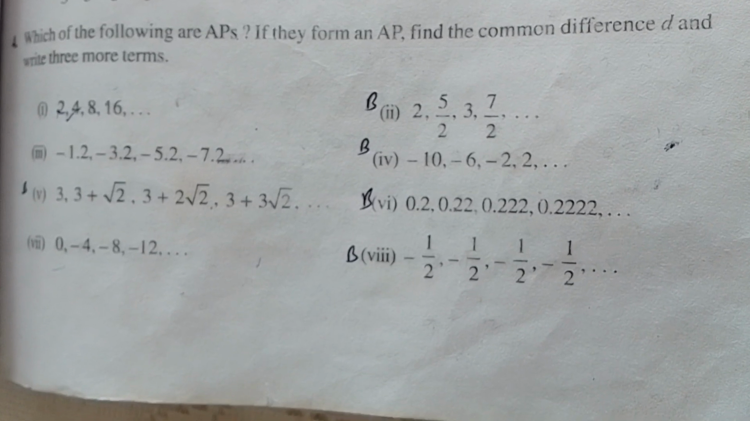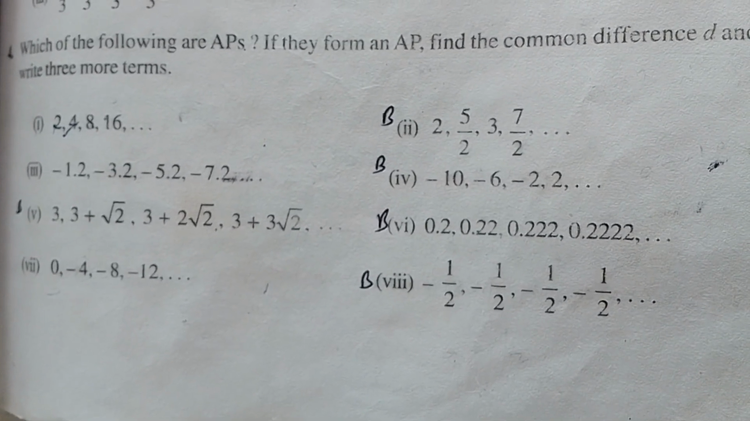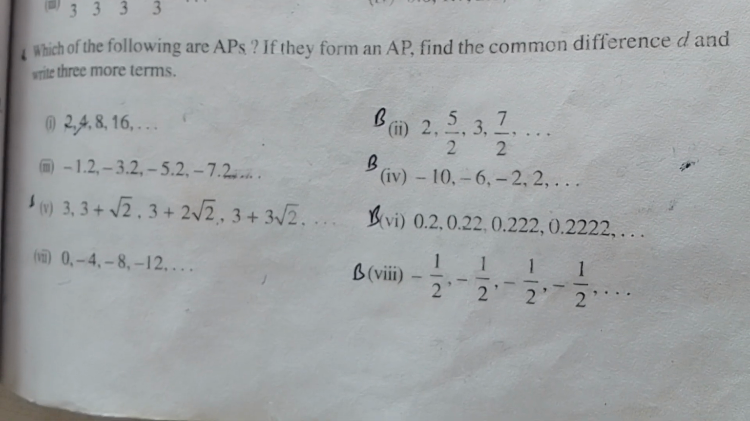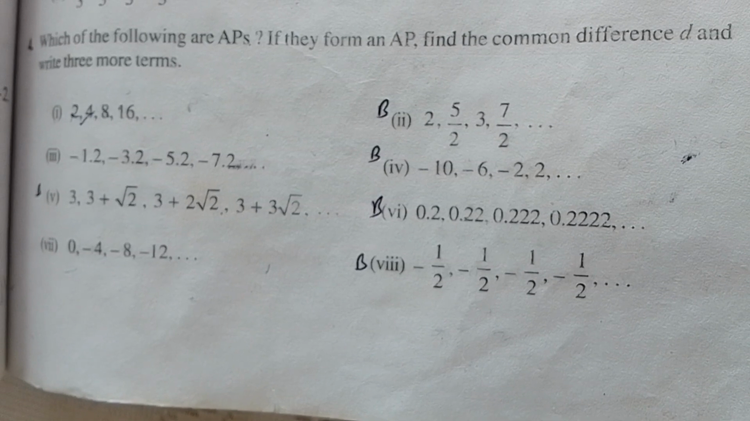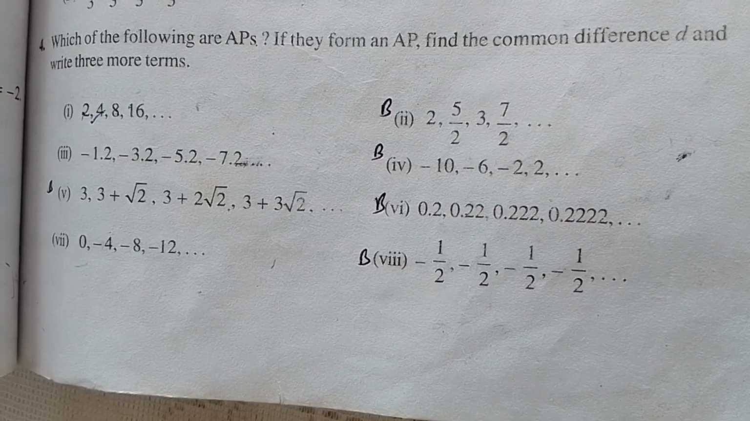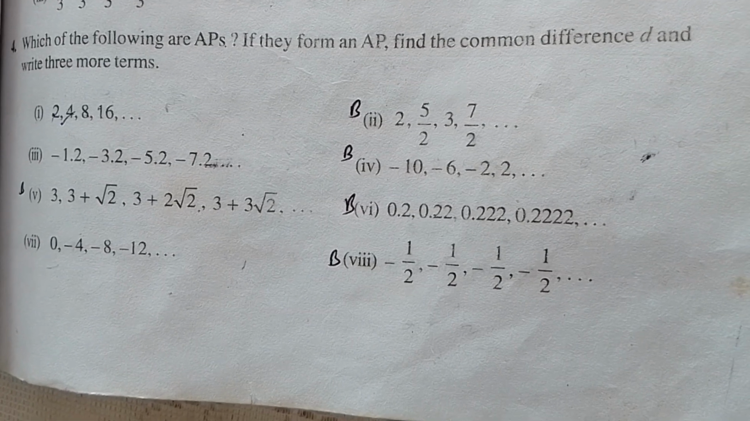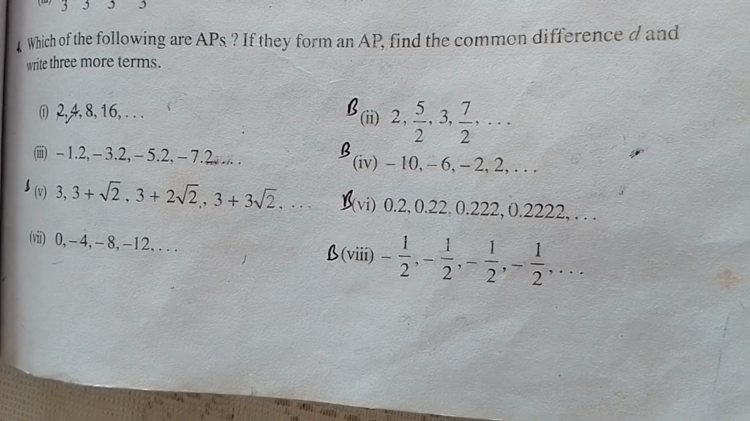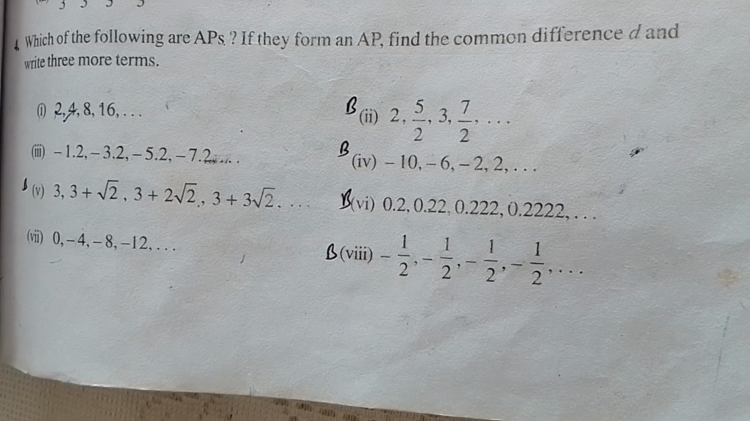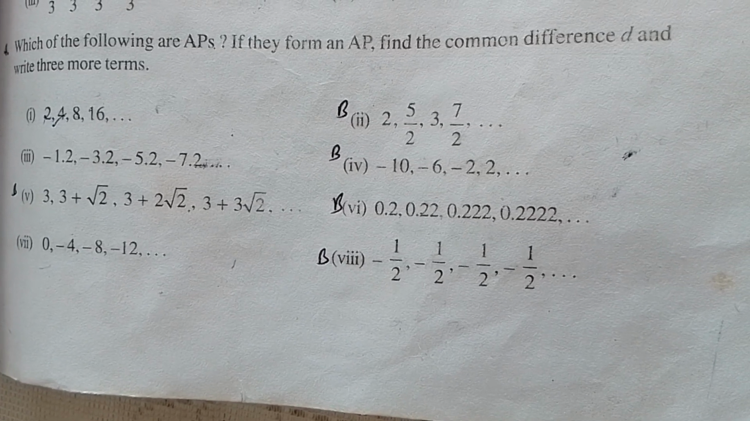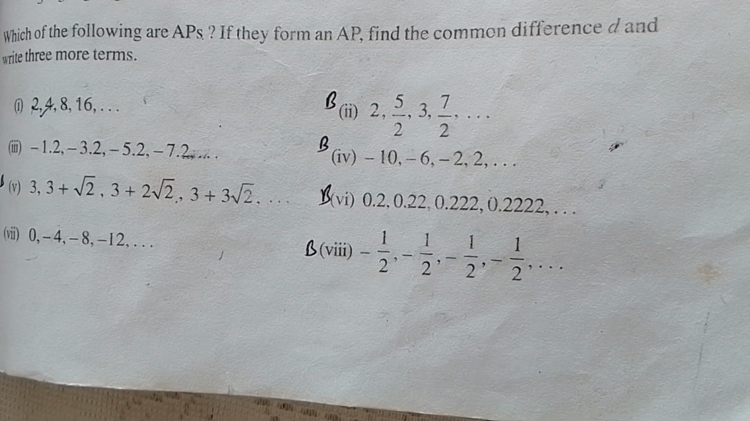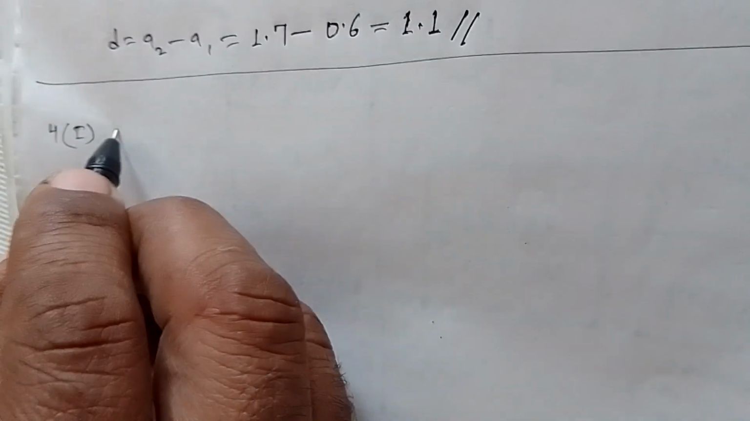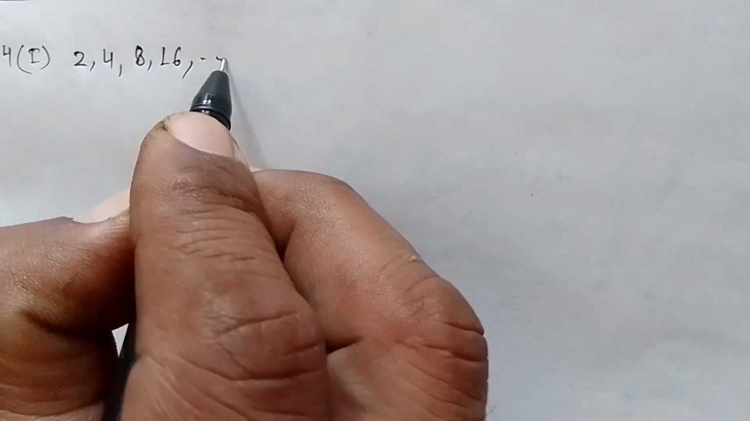Now the fourth question, in which arithmetic progression series are given. We have to find if they form an AP, find the common difference, and write 3 more terms of this series. So this is the fourth question of exercise 5.1. The first part of this question is 2, 4, 8, 16, and so on.